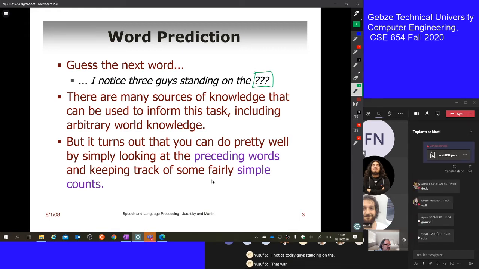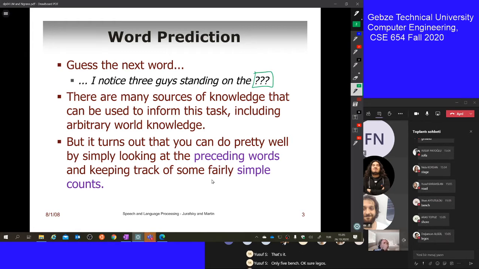Gökçe, that's interesting. Sofa. Oh, so Yusuf, that's interesting too. Stage is good. Road is good. That's very nice. Okay. 1, 2, 3, 4. Ground. Ground is good, Aynur. That's it. Only 5 bench. Okay, sure. Legos. Doğancan, what kind of world are you living in? Lego. You are okay. Good.